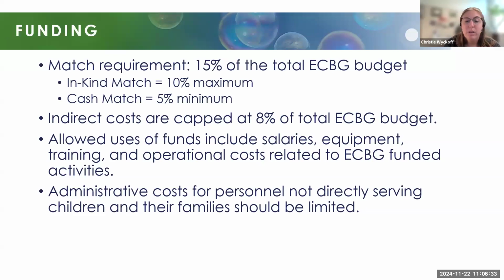Indirect costs are capped at 8% of the total budget. Allowed uses of funds include salaries, equipment, training, and operational costs related to ECBG activities. Administrative costs for personnel not directly serving children and their families should be limited.